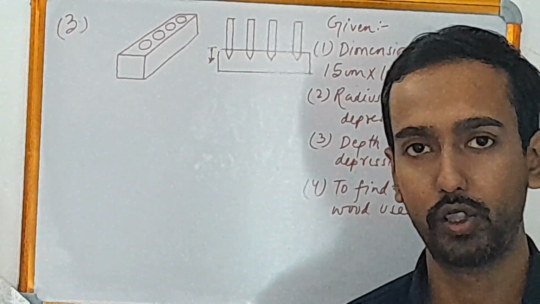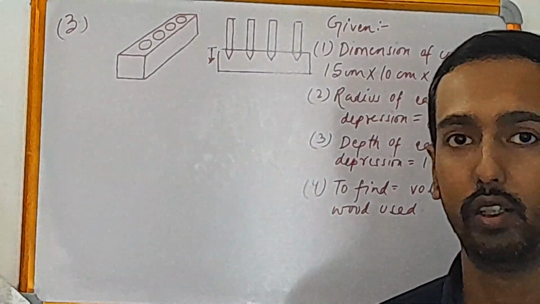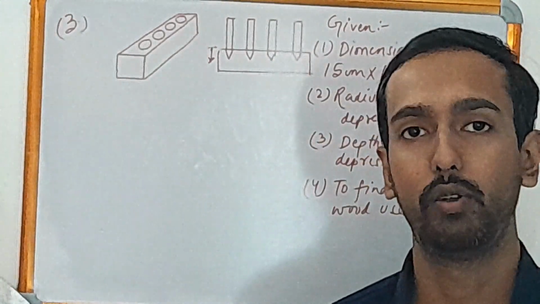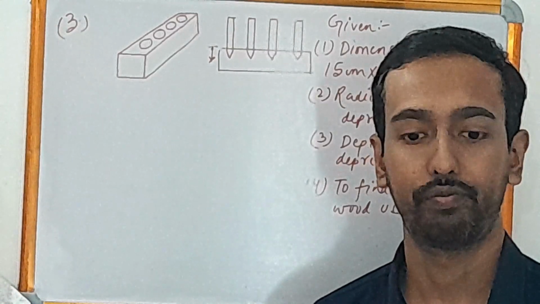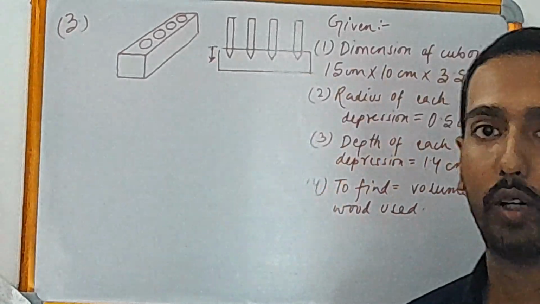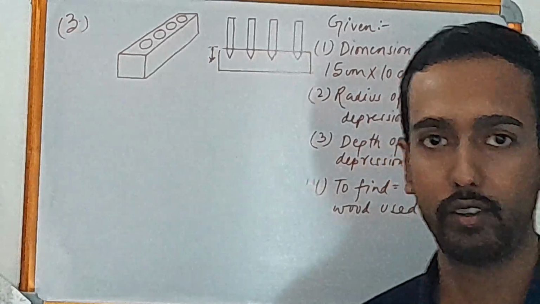In this question we have to find out the total amount of wood used in making this pen stand. So let's first find out the total volume of the cuboid. Then we will find out the total volume of the depressions, and then we subtract both to get our final answer. First of all, we have to find out the volume of the cuboid. We know that the volume of the cuboid is given by length into breadth into height.